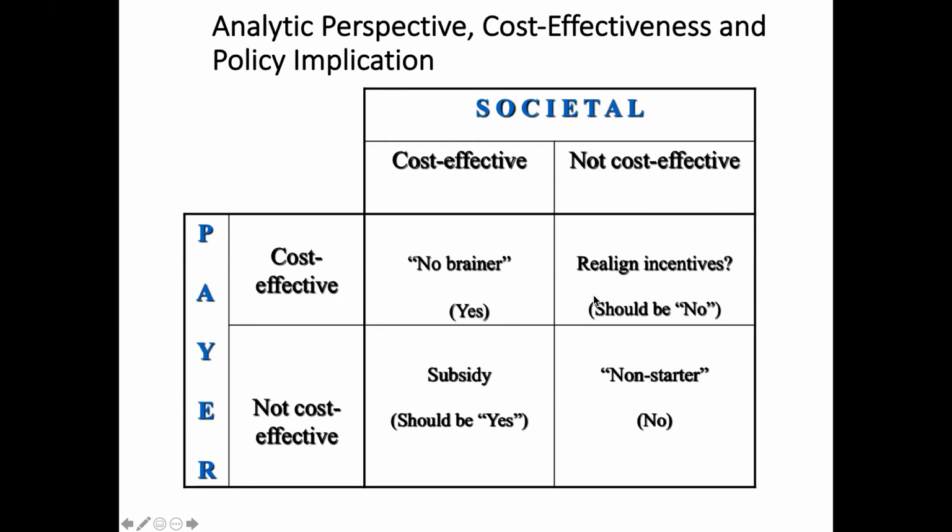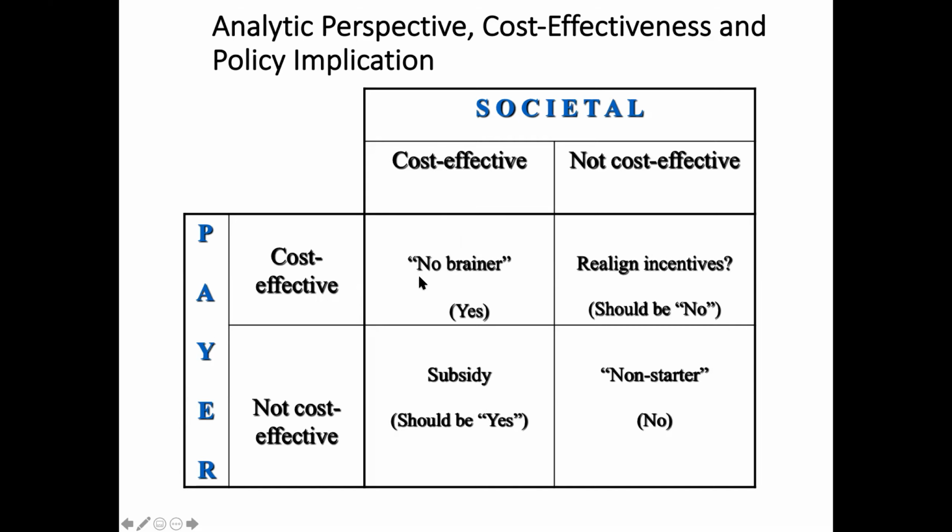Here's an example of why you might want to think about who's paying. If you look at the top left, where an intervention is cost effective from society's perspective and also from the perspective of the payer, which might be the government or an insurer, then everything's aligned and it's a no-brainer. You'd want to do this intervention.